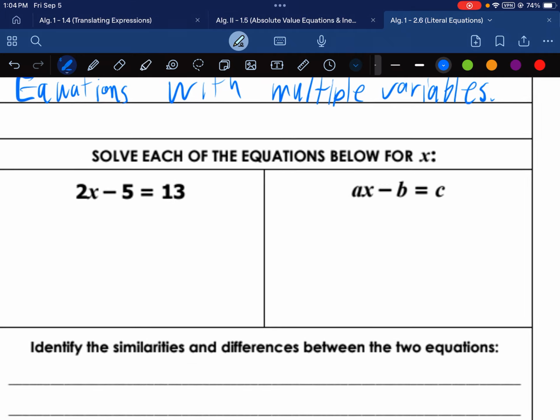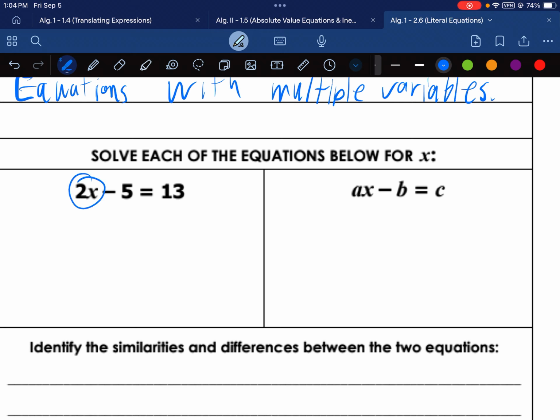So let's look here at these two equations on the left and right. Here on the left we have 2x minus 5 equals 13, an equation we would have seen earlier this unit, whereas on the right we have ax minus b equals c. Obviously different compared to what we've been used to, with a lot of variables there.